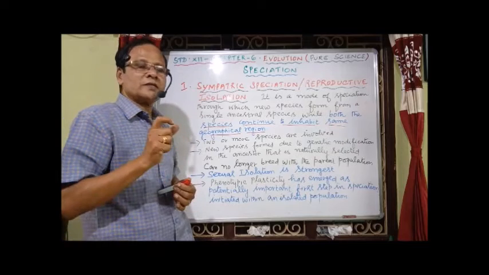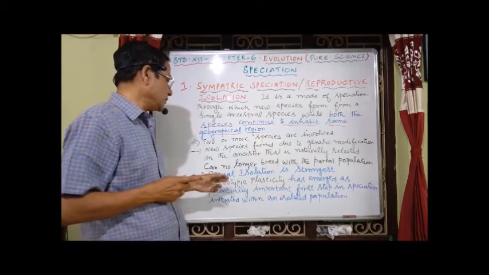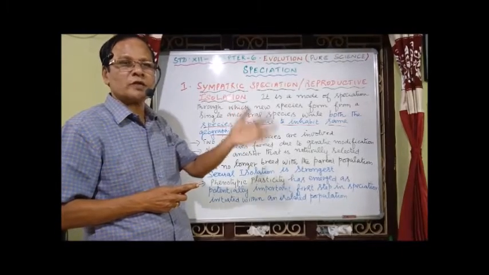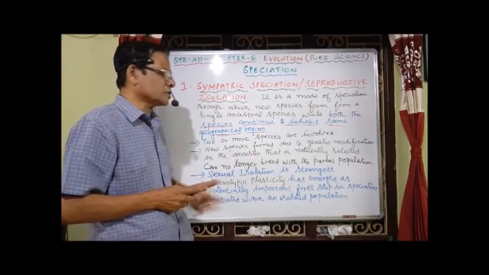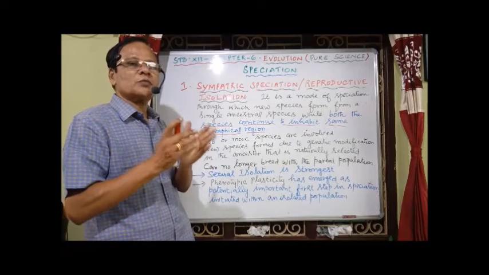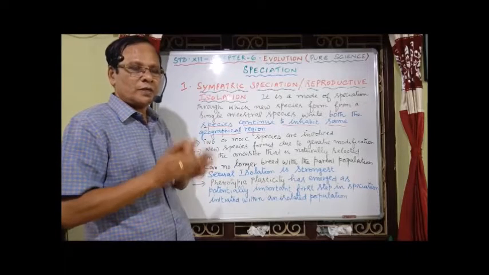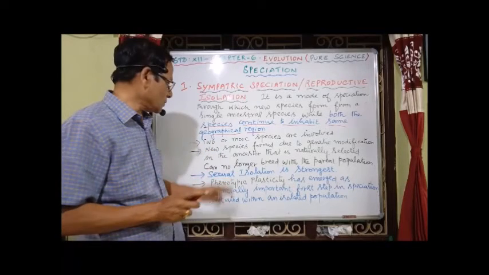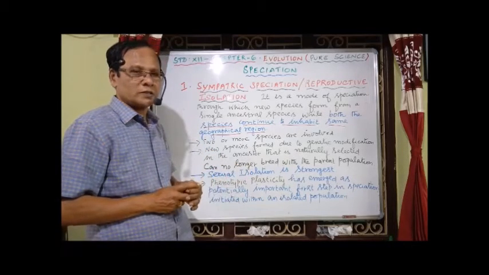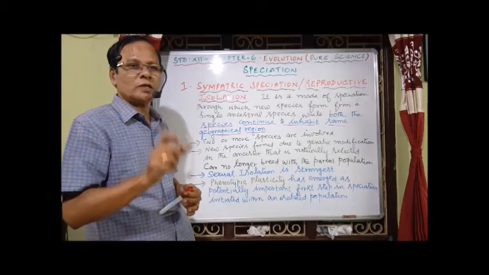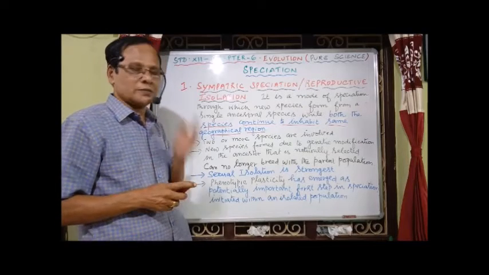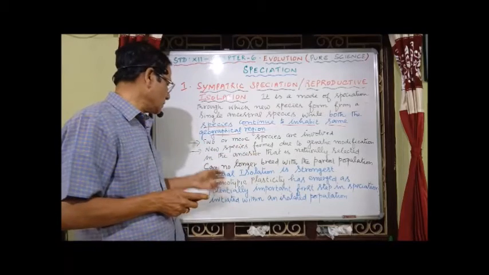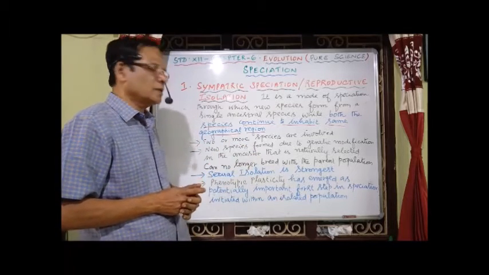Now, sexual isolation is strongest here, whereas in the next one, sexual isolation is weakest. What is the meaning of sexual isolation? That means there is reproductive isolation. Interbreeding is not possible between the two species. That is called sexual isolation is strongest. No interbreeding; the two individuals are reproductively isolated, which means no reproduction.